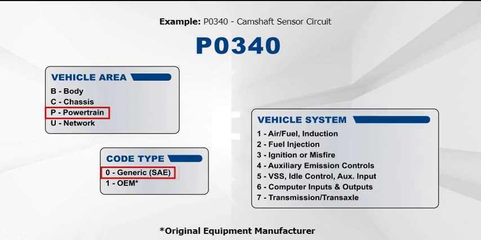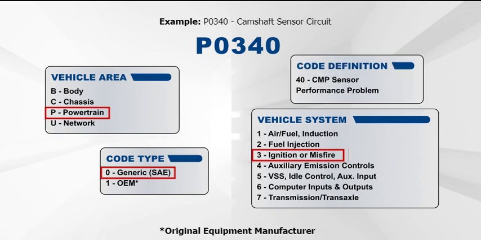The second digit, 3 in the DTC, identifies the particular system experiencing the problem. For this example, 3 identifies ignition or misfire, while the remaining 2 digits, 40, correspond to a specific code definition. In this example, 40 identifies a CMP sensor performance problem. So, the last 3 digits in the DTC indicate the vehicle system, 1 through 7, and the code definition, 00 through 99, as indicated below.